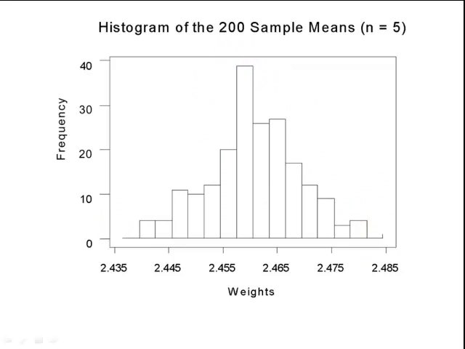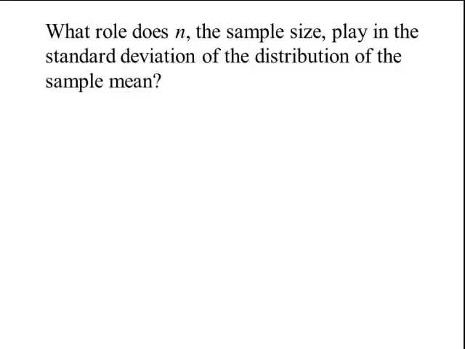So if we're going to talk about the shape, the center, and the spread of these 200 sample means, its shape is bell shape, normal. Its mean is the same thing as the population mean, and its standard deviation got smaller.